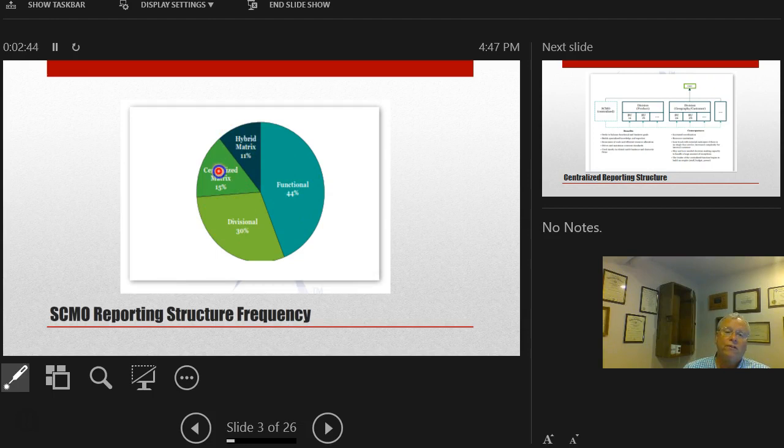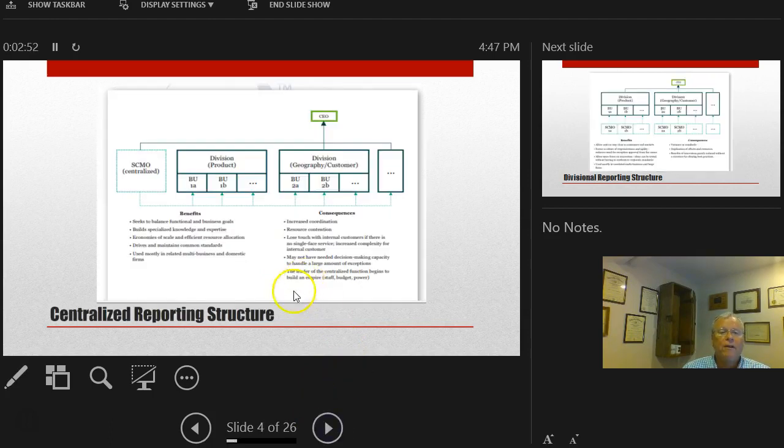These are the two where you kind of vary from all that. So let's take a look at this, and you see which one you're in. All right, so this is a centralized structure where you have everybody reporting in, you have centralized activity here, and it's reporting into a centralized supply chain management organization over here.